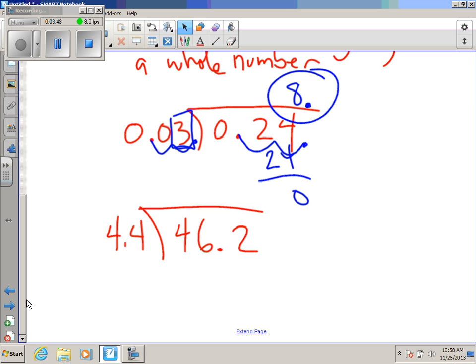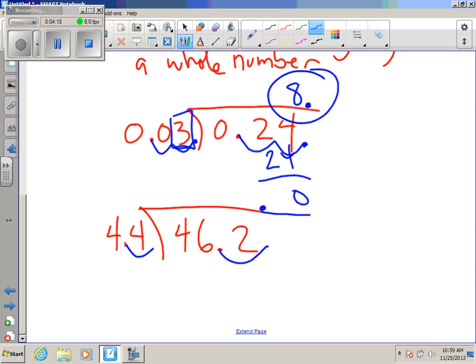46.2 divided by 4.4. First thing I want to check and make sure I'm dividing by a whole number. Not so much, but all it's going to take is for me to move that decimal how many places to make it a whole number, Mariah? 1, and then another 1 there. Put that decimal point where it belongs. And now the division will take care of itself.